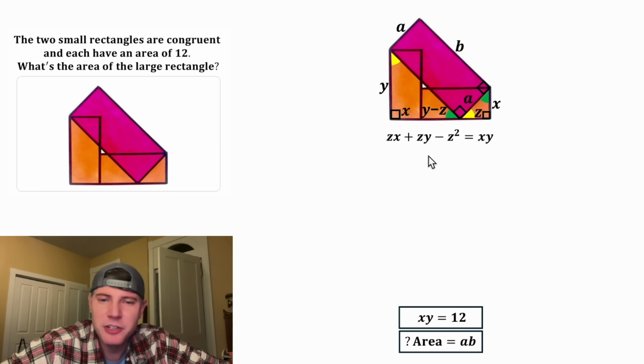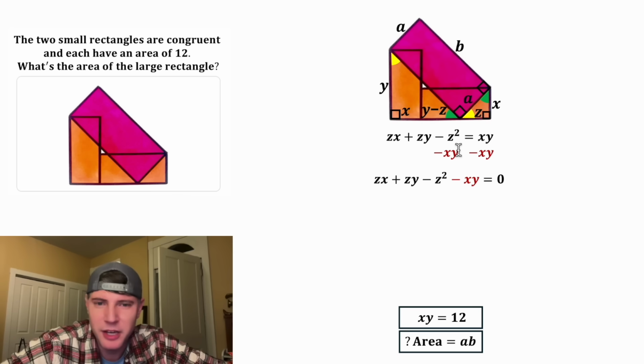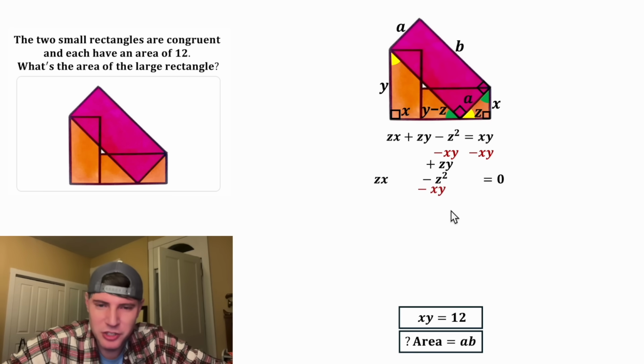From here, I want to try to do some factor by grouping. Let's set it all equal to 0. We can subtract XY from both sides. On the left-hand side, we'll have ZX plus ZY minus Z squared minus XY. And then on the right-hand side, these will all cancel out, leaving us with 0. Let's rearrange the terms like this. And then we can factor by grouping.